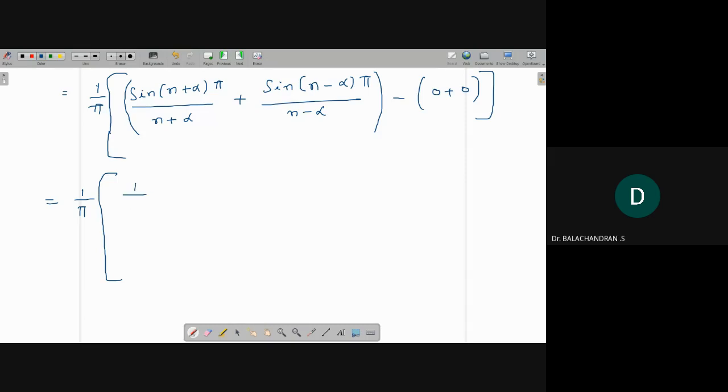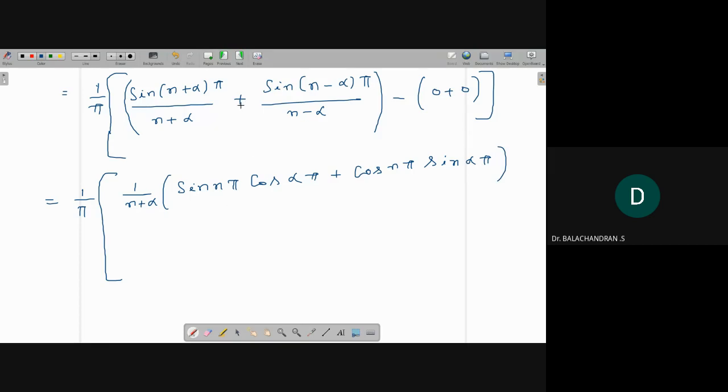1 by n plus alpha into, alpha is not an integer, so you can write it using the sine of a plus b formula. Sine a cos b plus cos a sine b. So sine a cos b, where cos b is cos alpha pi, plus cos a, cos n pi, into sin b, sin alpha pi.